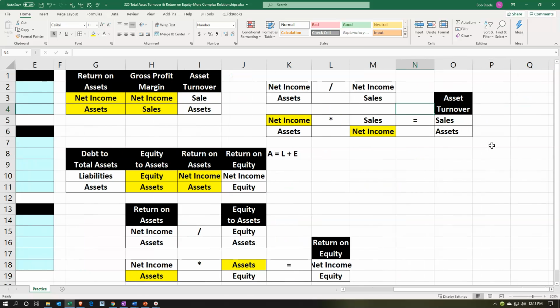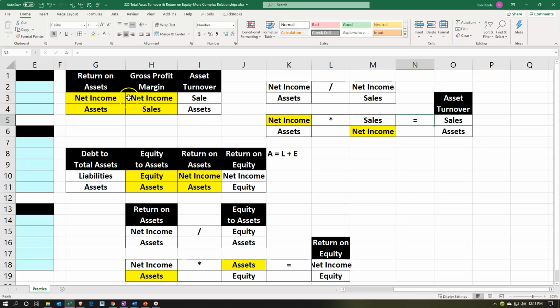Let's just divide it. We would take the net income over assets divided by net income over sales. How do you do division with these fractions? You take the reciprocal of the second number. That leaves us with net income over assets times sales over net income. So we convert the division problem to a multiplication problem, taking the reciprocal of the second number. Net income cancels with net income, leaving us simply with sales over assets. And that's the formula for asset turnover.